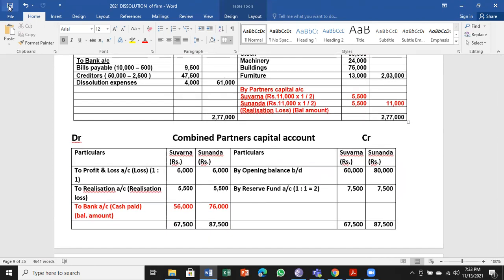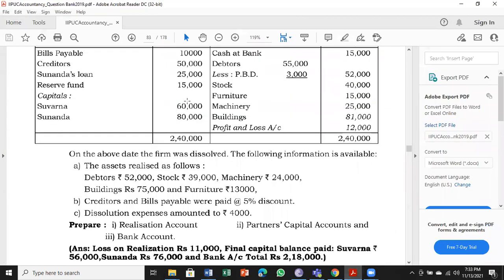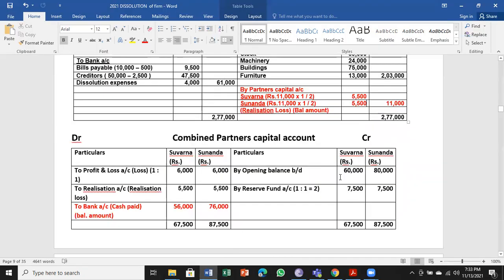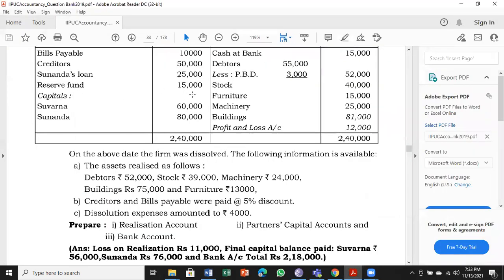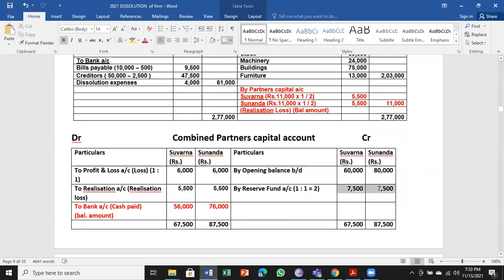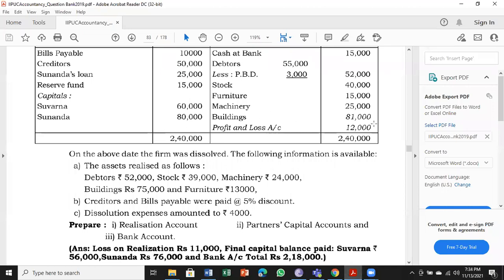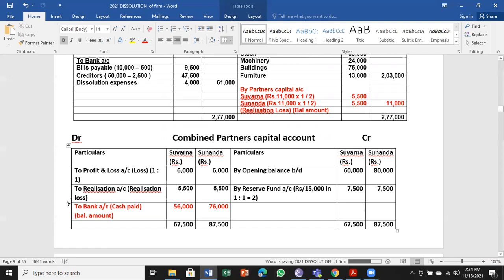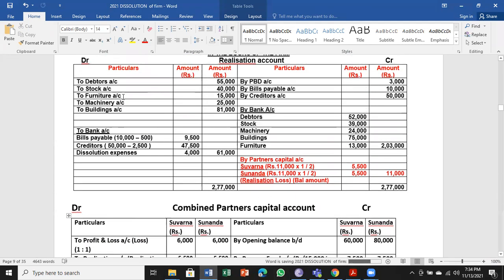Then the combined partners' capital account. Here you have capitals 60 and 80. So I have taken the opening balances 60 and 80. Then we have a reserve fund of 15,000 on the liabilities side. That 15,000 is divided equally, 1:1, so 7,500 and 7,500. Next, we have the P&L account on the asset side, 12,000. As it was a loss, it is to be debited. So loss 1:1, 12,000 is 6,000 each.